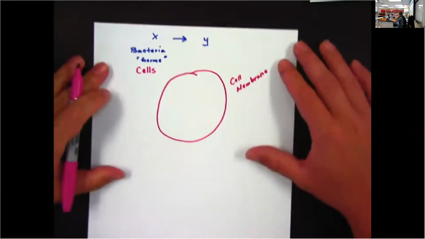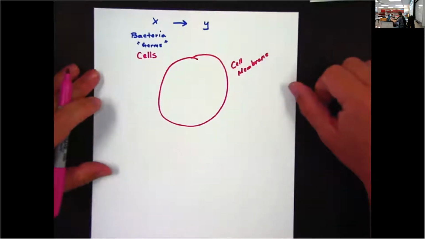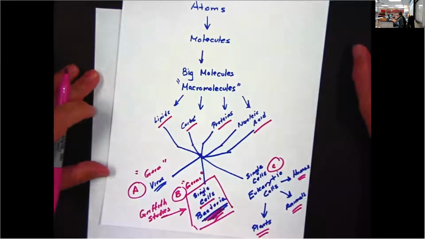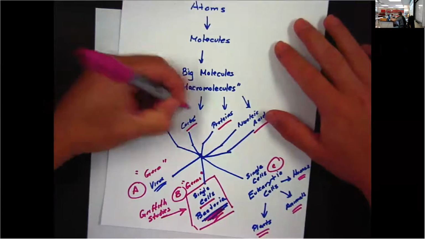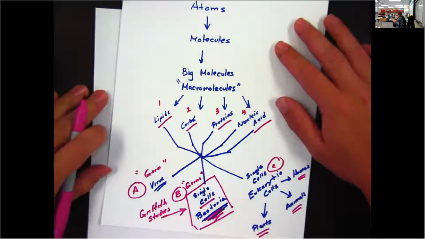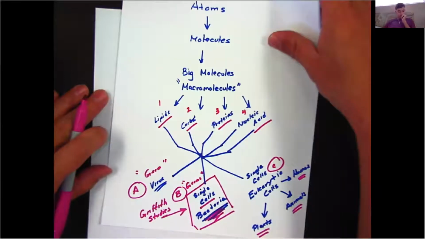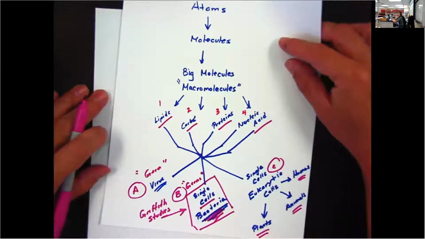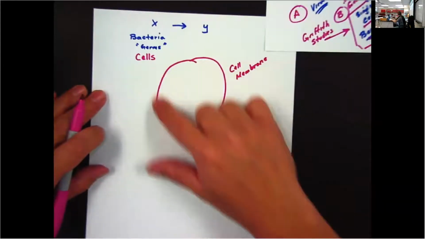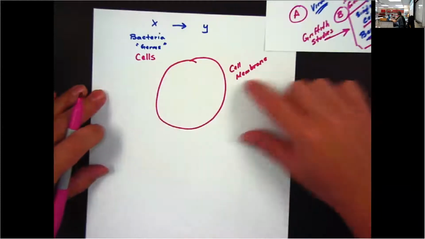Now, does anybody know what the cell membrane is made out of? Which of these four things is the cell membrane made out of? Is it 1, 2, 3, or 4? Is it nucleic acids? Good try, though. At least you tried. Ariel, what do you think? Lipids. Lipids, that's right. So the cell membrane, the outside of the cell, is made out of lipids.